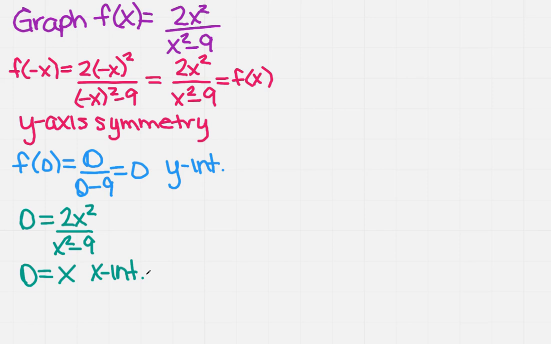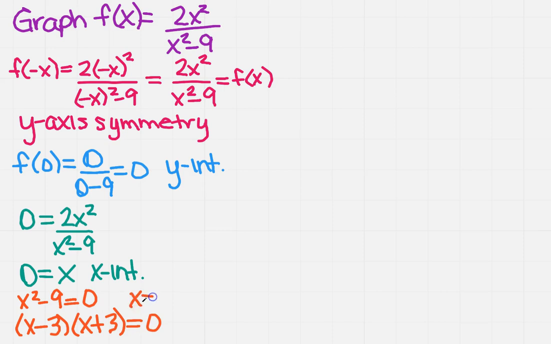Now, all that's left are our vertical and our horizontal asymptote. To do the vertical ones, remember we're going to look at the denominator. So my denominator is x squared minus 9, and I'm going to set that equal to 0. I want to factor that. I'm going to get x minus 3 and x plus 3. So I'm going to get x equals 3 and x equals minus 3. So these are going to be my vertical asymptotes.